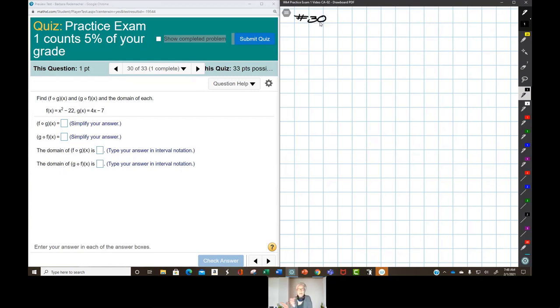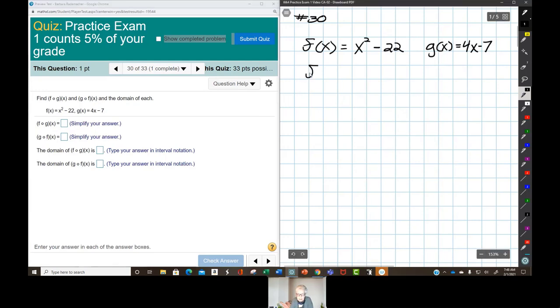All right, here is what I call a straight f of g problem. You're going to find f of g of x and g of f of x given this information right here, that f of x equals x squared minus 22 and g of x equals 4x minus 7. So now all I have to do is find f of g of x and g of f of x. Okay, so I'm going to write this real big, f of x equals x squared minus 22.